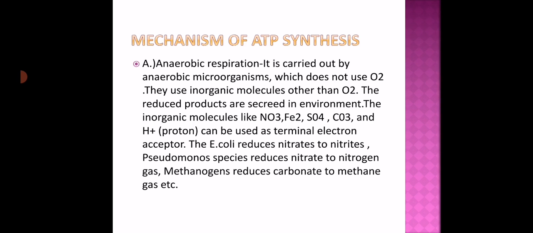So who is the final electron acceptor in anaerobic microorganisms? In aerobic organisms we know the electron acceptor will be oxygen. In anaerobic microorganisms, something other than oxygen will be the final electron acceptor. It may be carbonate, it may be sulfate, it may be nitrate, like that. Inorganic molecules like nitrate, Fe2, sulfate, carbonate and H plus ions can be used as a terminal electron acceptor. Even protons can also be used as a final electron acceptor. E. coli reduces nitrate to nitrite.